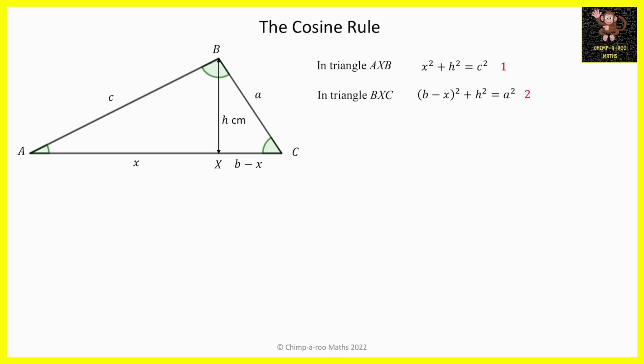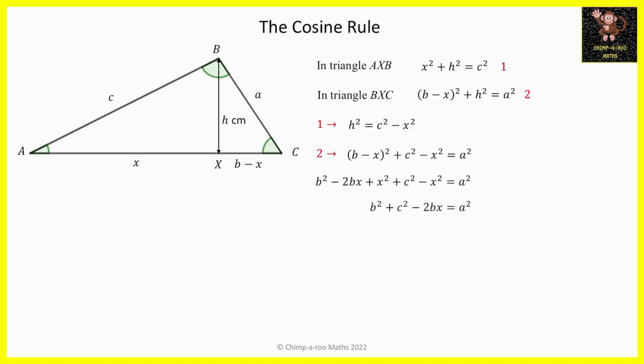If we rearrange the first equation to make h squared equals c squared minus x squared, we can substitute that into the second equation, which gives us b minus x all squared plus c squared minus x squared equals a squared. Expanding those brackets and simplifying will lead us to b squared plus c squared, take away 2bx, equals a squared. It would be useful if we could replace x with values that we know from the triangle.